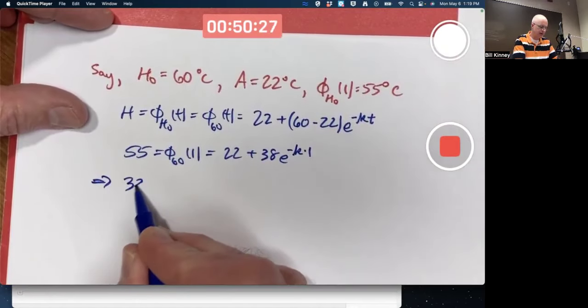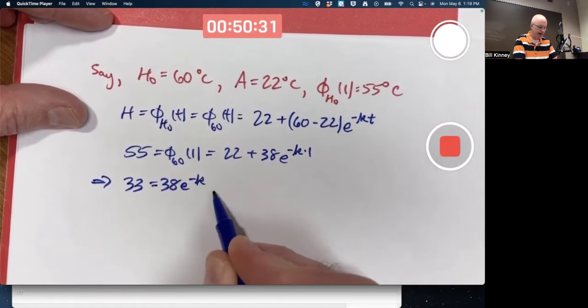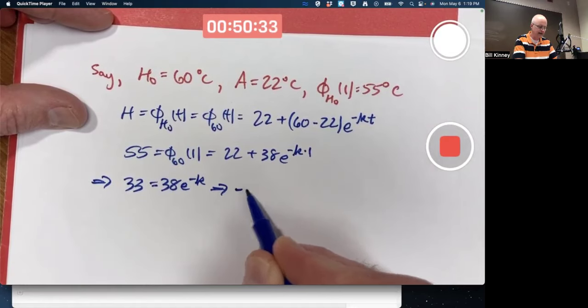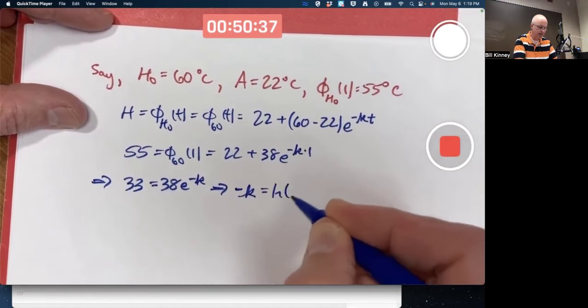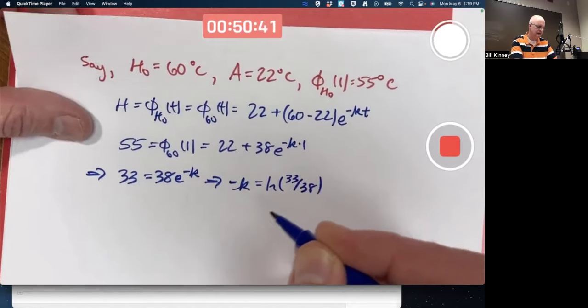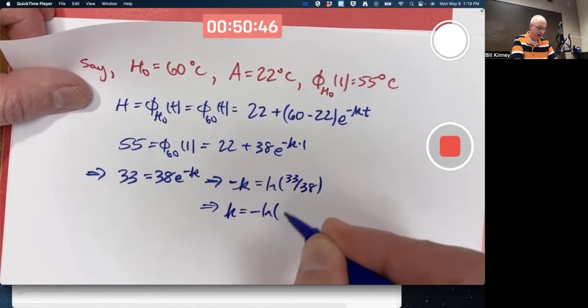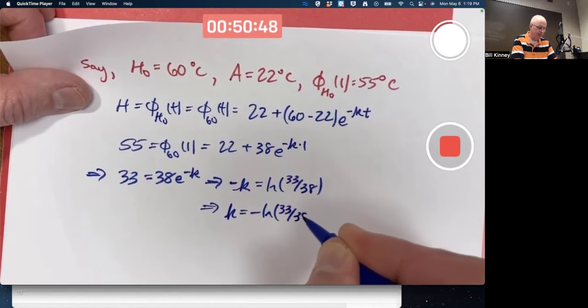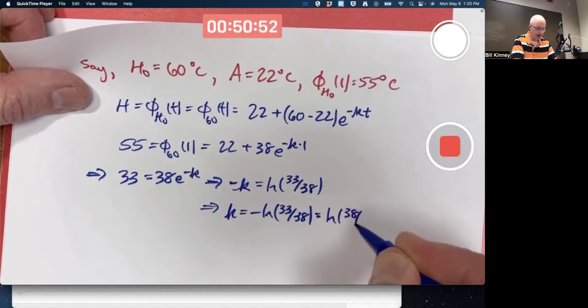Subtract 22 from both sides. Then divide both sides by 38 and take the log of both sides. Negative K is going to be the log of 33 divided by 38. So K itself is the negative of natural log of 33 divided by 38, which by properties of logarithms is the same as log of 38 divided by 33.